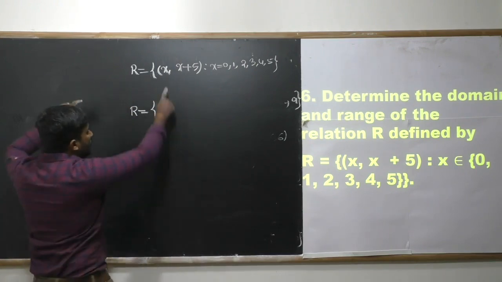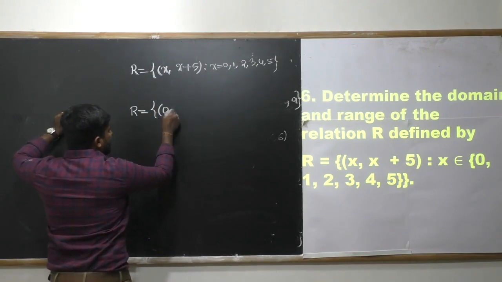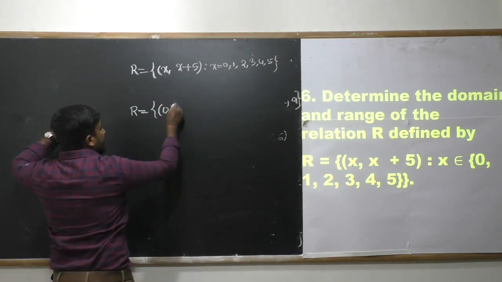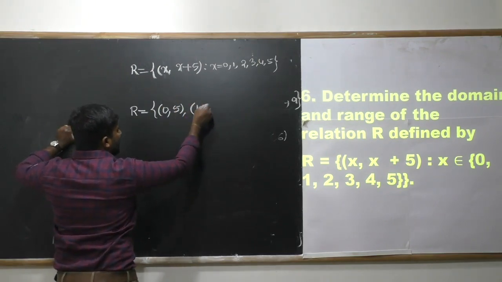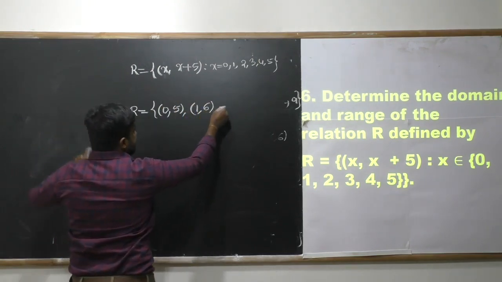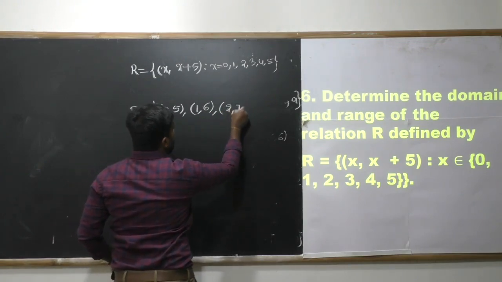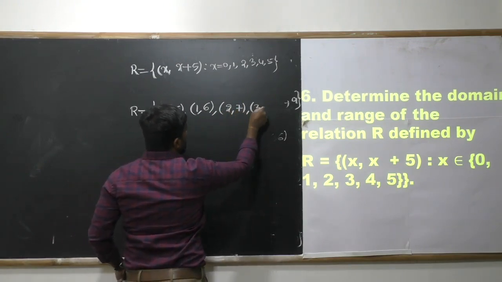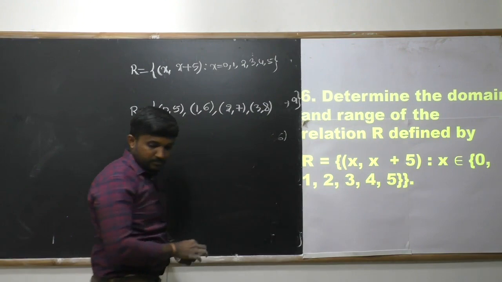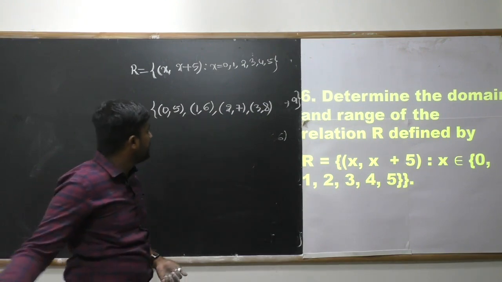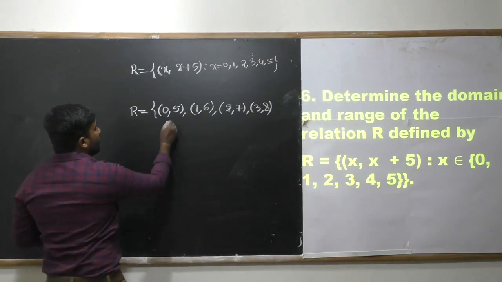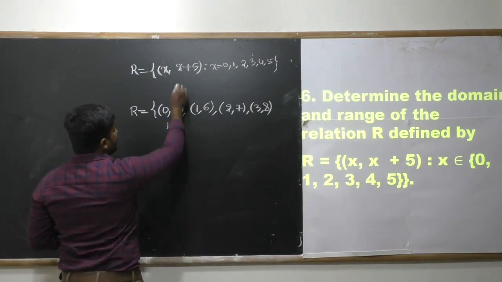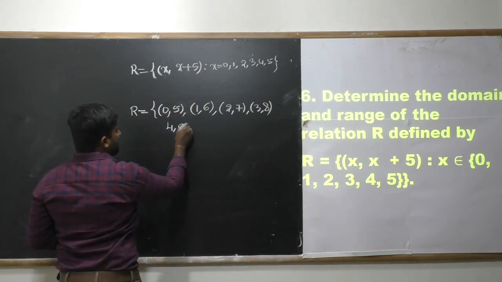Okay, for x is equal to 0, you get the first ordered pair 0 comma 0 plus 5, that is 0 comma 5. Next, put x is equal to 1, 1 comma 1 plus 5, that is 1 comma 6, 2 comma 7, 3 comma 8, 4 comma 9.